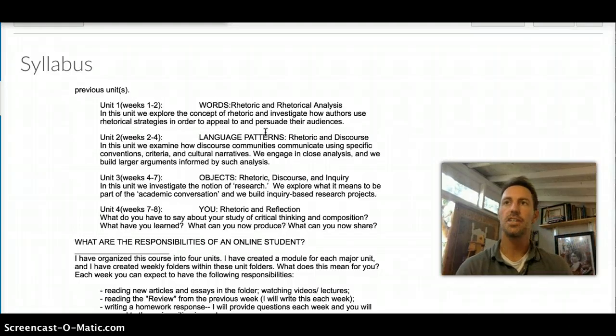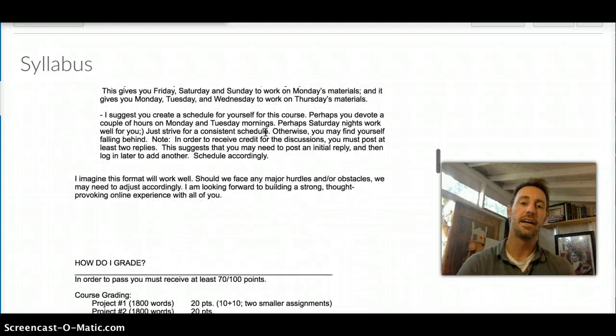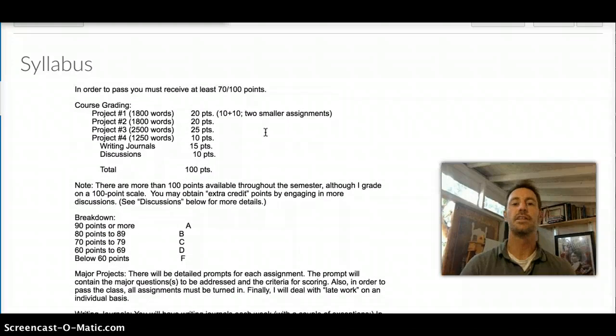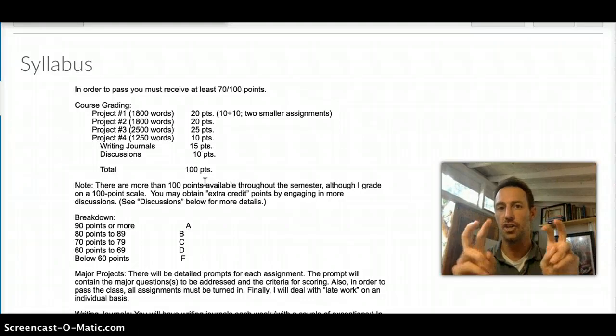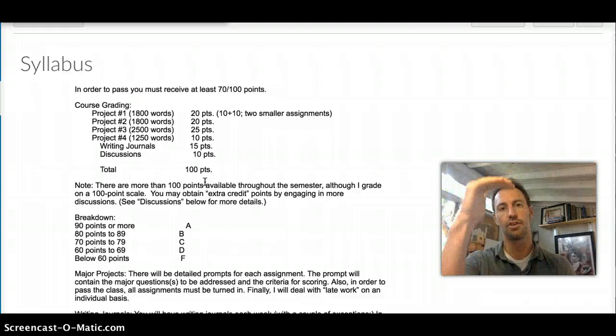Now, let's address what students are really interested in, and that's grades. And so again, I'm going to address the syllabus, and you can see here that the entire course is worth 100 points. That's it, 100 points. Those 4 major assignments that I talked about add up to 75 points, and then you have 15 points for what I call writing journals. You have a writing journal or a couple of writing journals due each week, and those are short responses to readings.